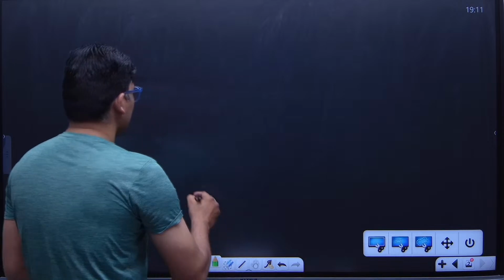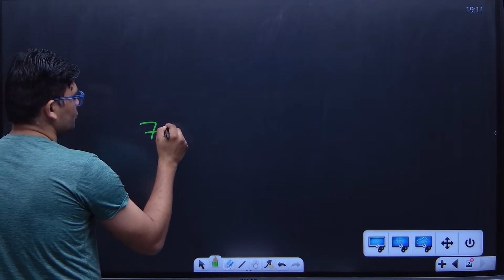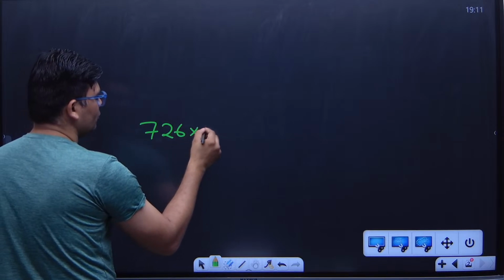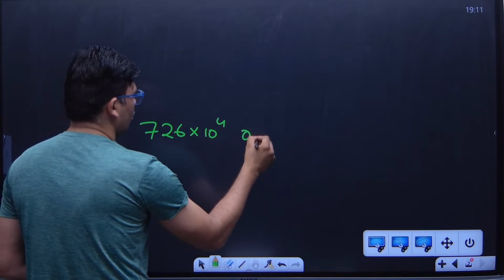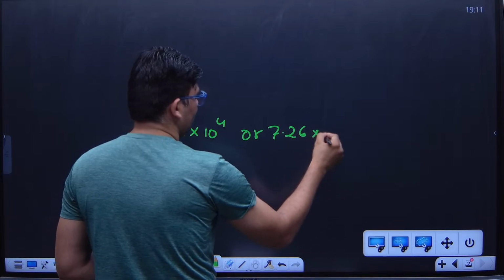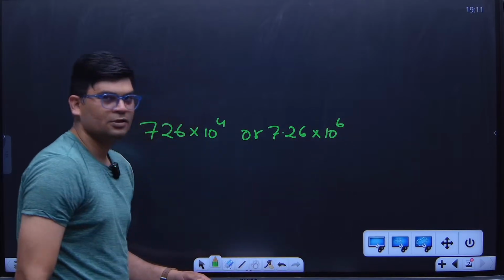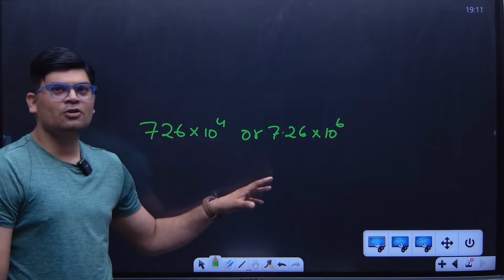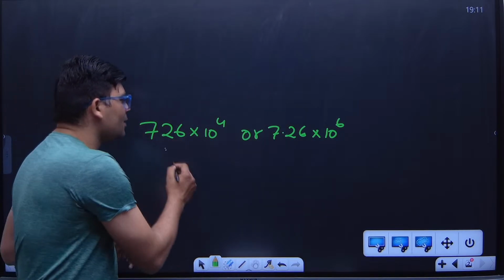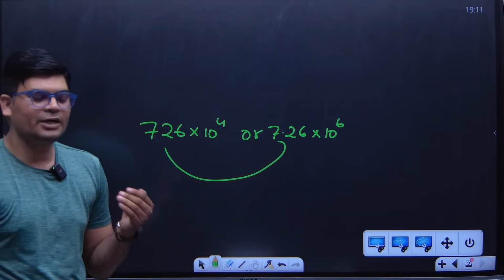Suppose I ask you which is bigger: 726 into 10 to the power 4, or 7.26 into 10 to the power 6. It will be a difficult job for you to convert this into something and then into this. So to compare both the numbers, you have to write them in the standard notation.